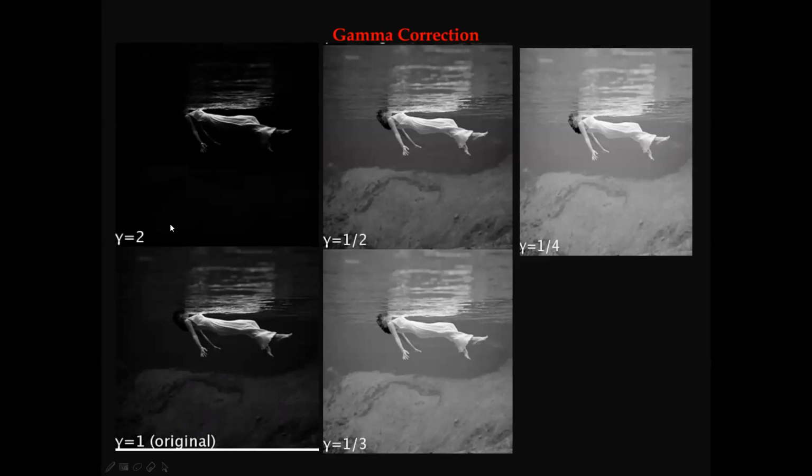Here gamma is 2, gamma is 1/2, gamma is 1/4, gamma equal to 1. That is the original image. Okay, and when gamma equal to 1/3, you can see the dark regions become brighter. So what about the dark pixels? Dark pixels become brighter when we perform gamma correction, so that we get a clear enhancement, and we are able to see the details present in the image directly.